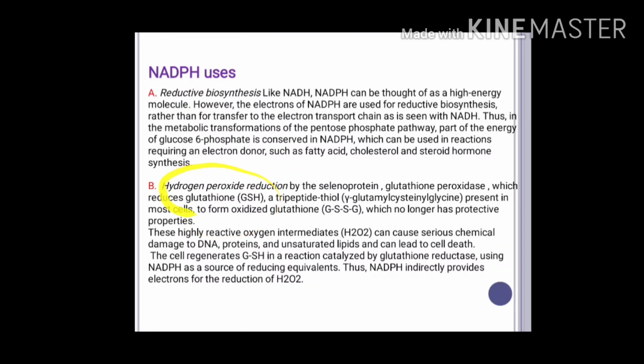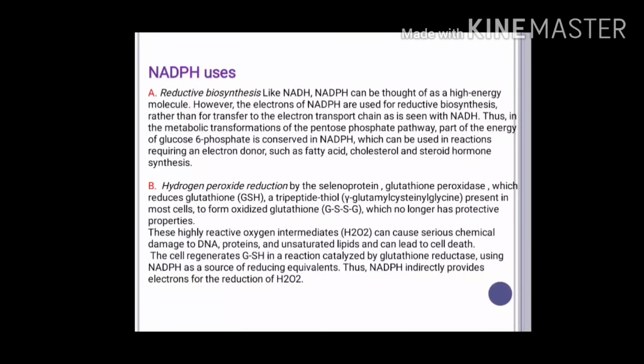Now the next one is hydrogen peroxide reduction. Hydrogen peroxide is a very reactive and harmful oxygen intermediate, and it can cause damage to DNA and proteins as well as lipids. So the hydrogen peroxide that is produced needs to be reduced to water, and this is done by the enzyme glutathione peroxidase, which is a selenoprotein that uses reduced glutathione, converting it to oxidized glutathione.